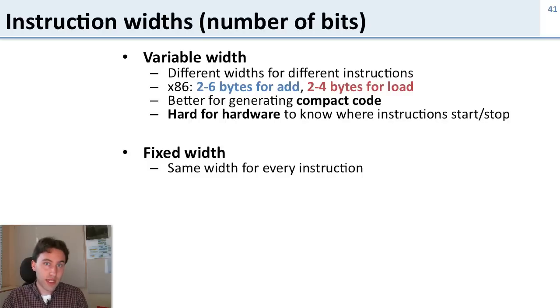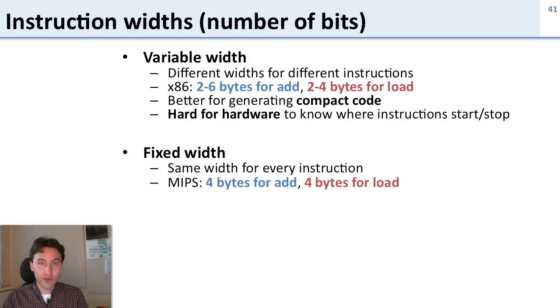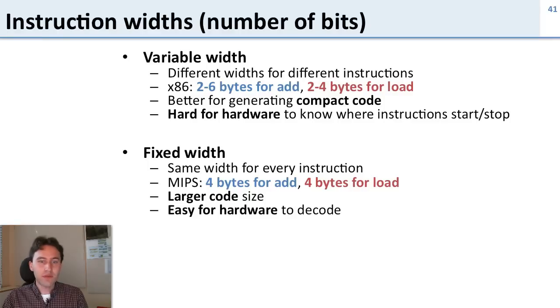Fixed width obviously has the same width for every instruction. We've seen this in MIPS, where there's 4 bytes for an add and 4 bytes for a load. And this makes for larger code. You can't have shorter instructions than 4 bytes, but it makes it much easier for the hardware. The hardware always knows that every 4 bytes are a new instruction.